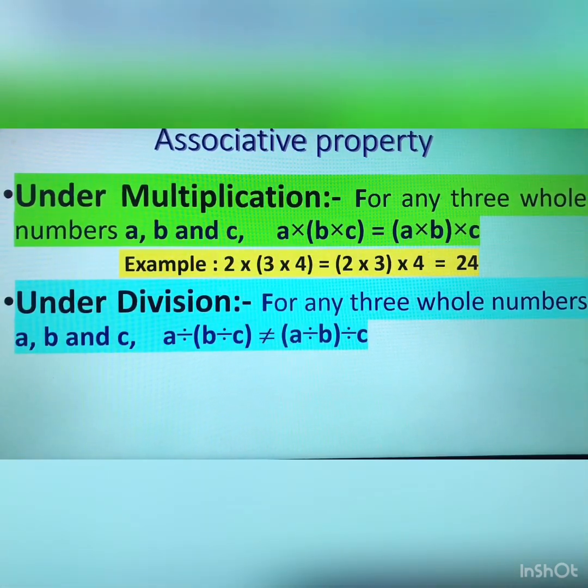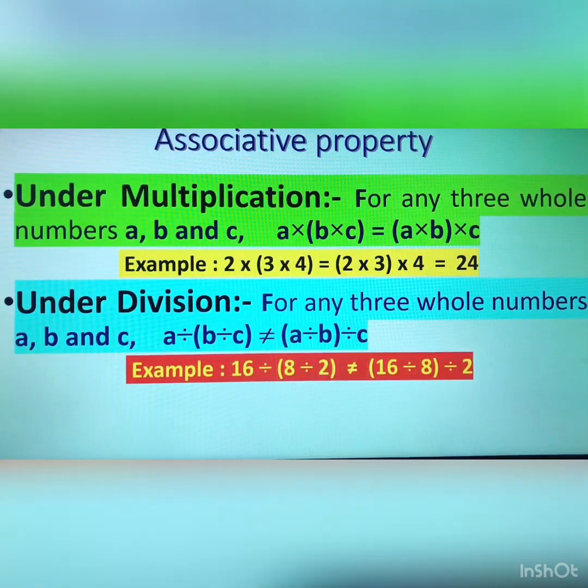For any 3 whole numbers a, b and c, a divided by (b divided by c) is not equal to (a divided by b) divided by c. Let's understand it with an example. Let 3 whole numbers be 2, 8 and 16. Therefore 16 divided by (8 divided by 2) is not equal to (16 divided by 8) divided by 2. It means first of all we operate the bracket on the left hand side.